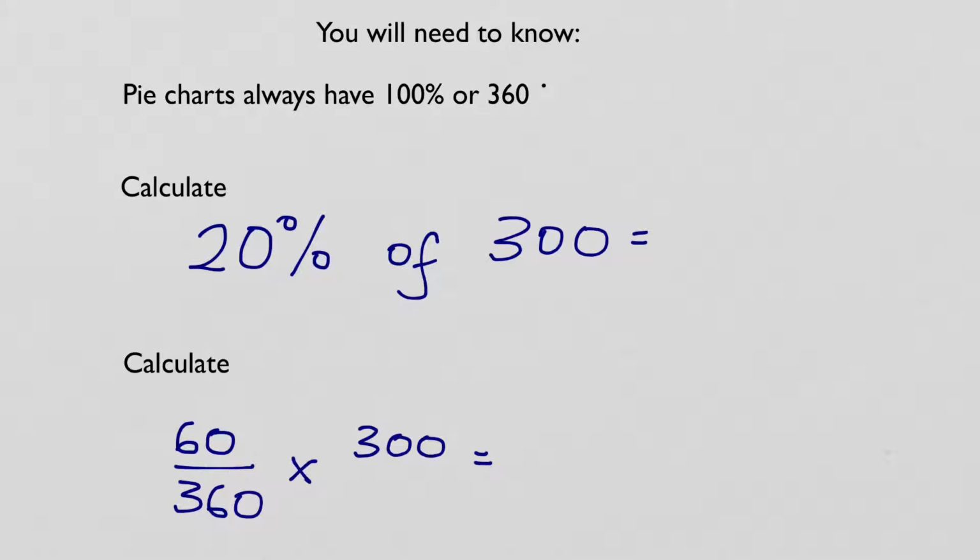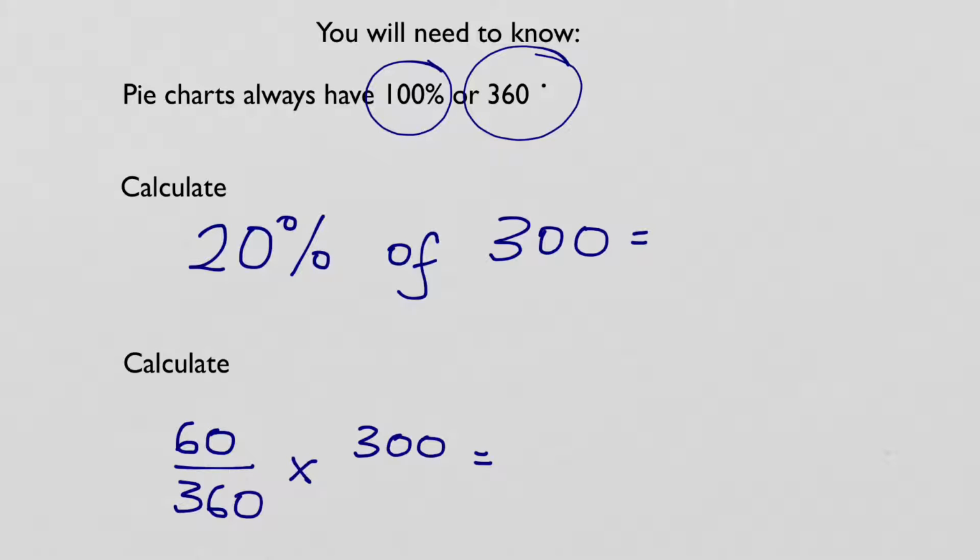But before we can do this, you will need to know a few things. Firstly, you will need to know that pie charts always have either 100% for a whole pie chart, or if we are talking in angles, 360 degrees. And you will also need to know how to calculate percentages of a number, like this question here, and also how to work out fractions of a number. So pause the video, have a go at these two, and I'll come and do them afterwards.